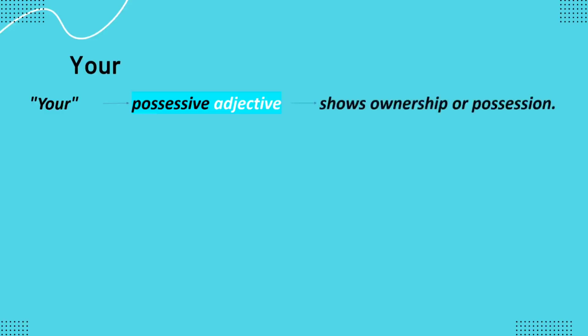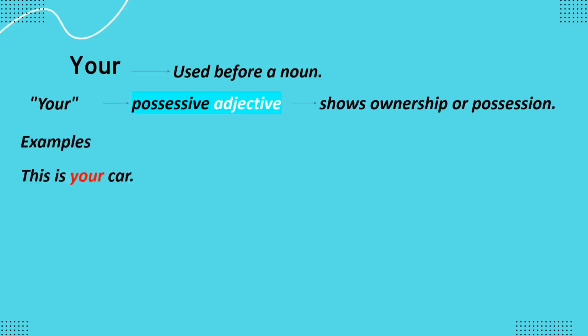Now let's move on to your. It's a possessive adjective that shows ownership or possession. It is used before a noun to describe something that belongs to the person which is the subject of the sentence. For example, this is your car. This is your book.